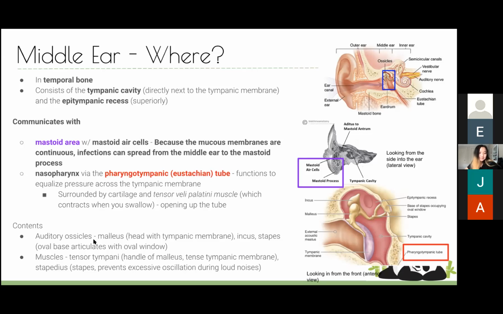In terms of contents, it's got your ossicles, so your malleus, incus, and stapes. The main thing to know is that the handle of the malleus attaches to the tympanic membrane, and the base of the stapes attaches to the oval window. You've also got two muscles. You've got the tensor tympani, which tenses the tympanic membrane, pretty well named, and you've got the stapedius, which attaches to the stapes and prevents excessive oscillation during loud noises. So it's making sure that your ear doesn't vibrate too much.